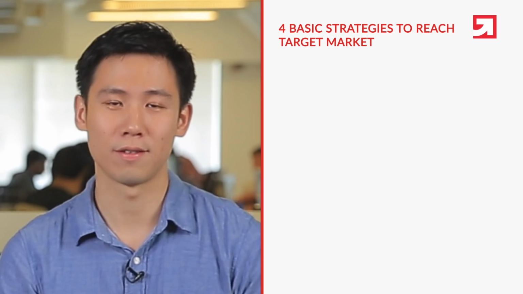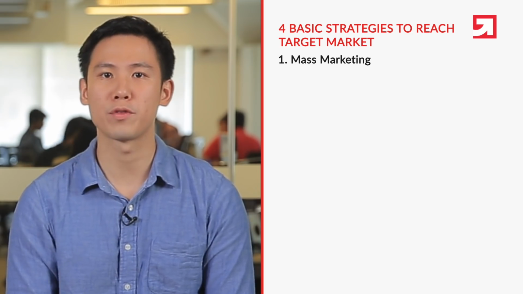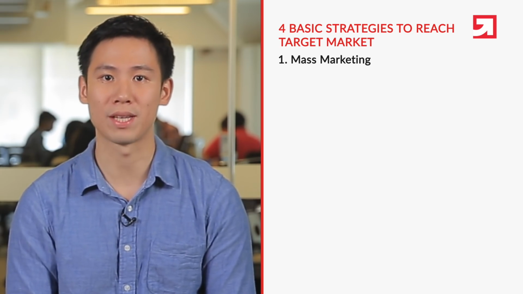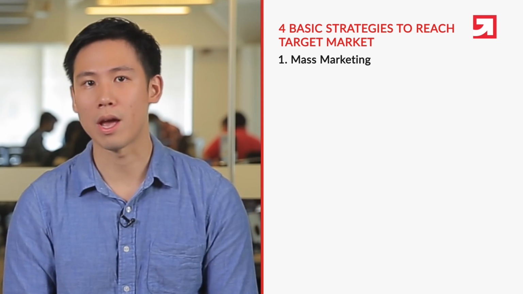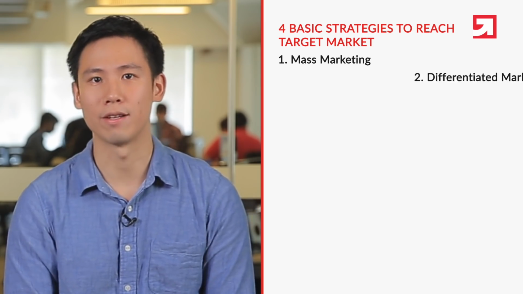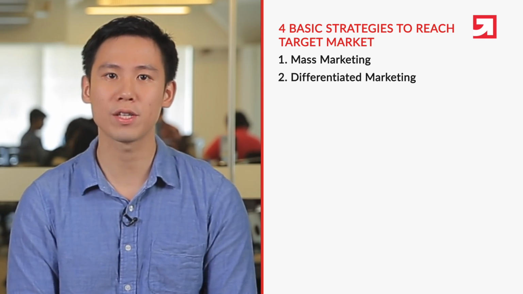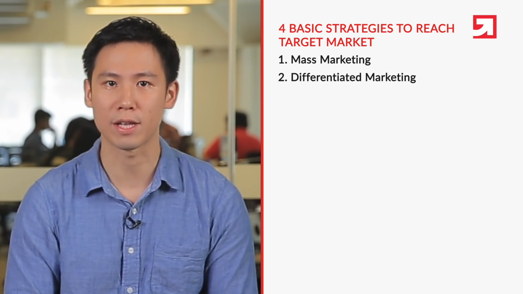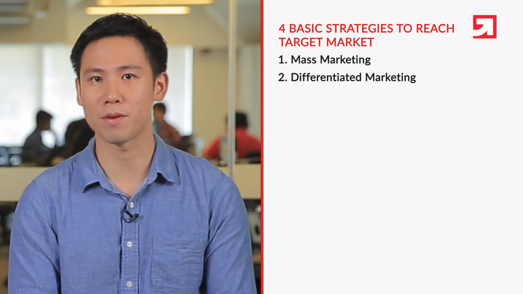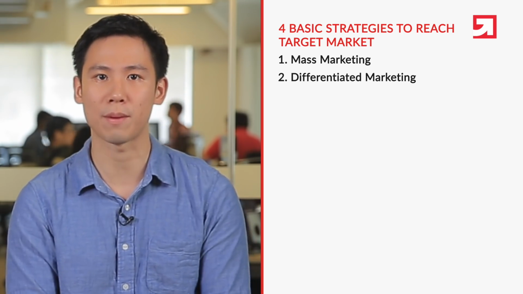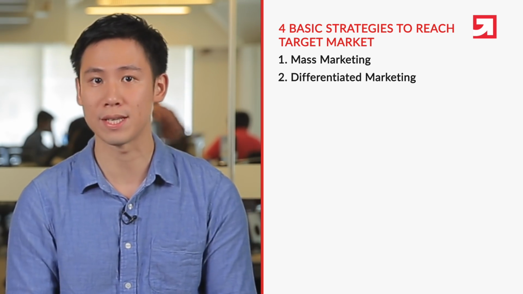Now let's see 4 basic strategies to reach your target market. First, mass marketing, also known as undifferentiated marketing. This involves adopting a marketing strategy that can appeal to all segments at once. For example, everyone can identify with Red Bull's "Red Bull gives you wings." Second, differentiated marketing. It tries to create different messages that can connect to different segments. The same product can be pitched to 2 different segments of customers based on different reasons.